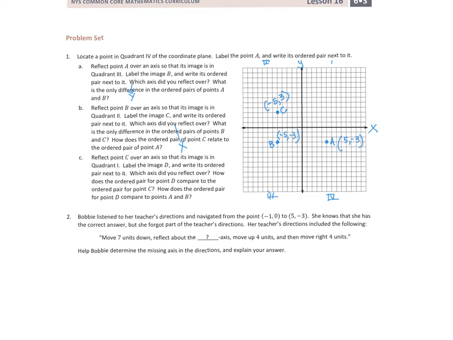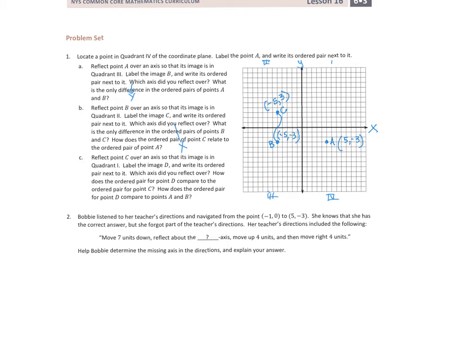What is the only difference in the ordered pairs of point B and C? Well, -5, -5. So the X coordinate is identical. The Y coordinate, the absolute value is equal, 3 and -3. Absolute value of -3 would be 3. But otherwise they're opposite, but they're equidistant from the X axis, meaning this is 3 units and this is 3 units.